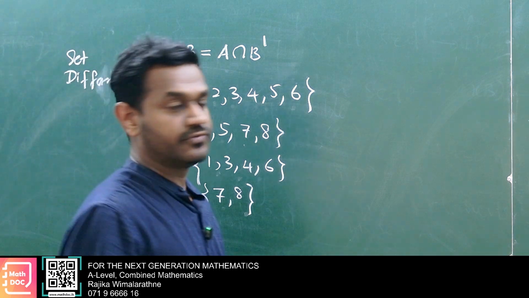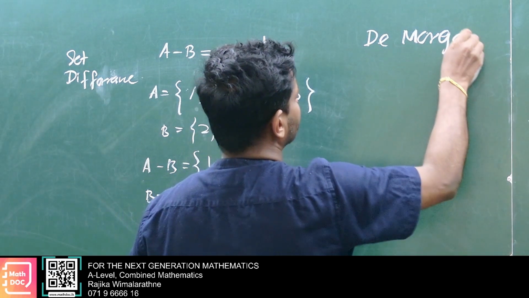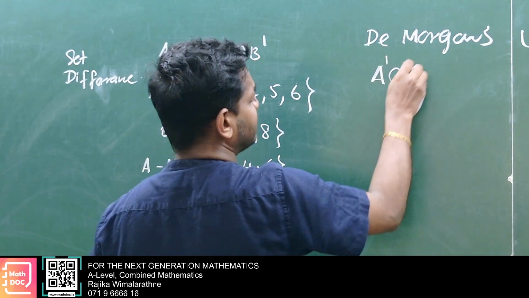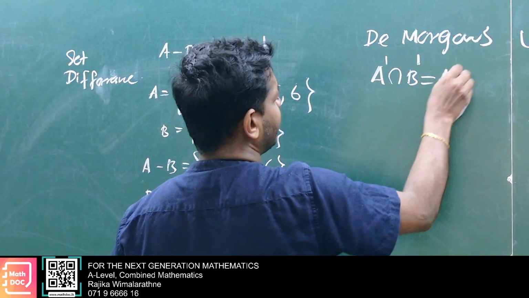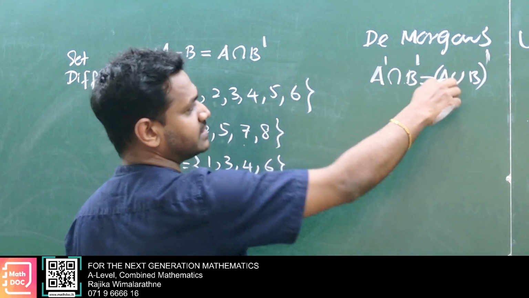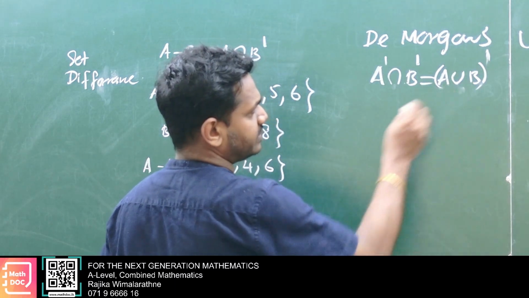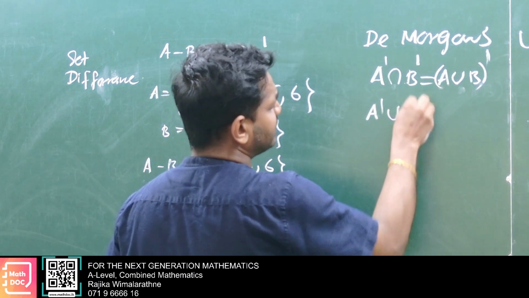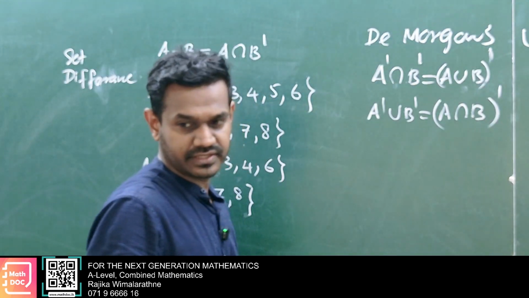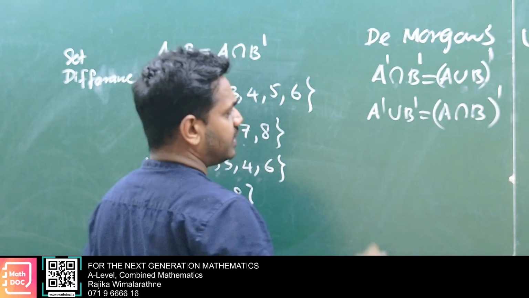Okay, now further you see we have De Morgan's law. It says: A dash intersection B dash equals A union B whole dash. Here intersection goes to union. A dash union B dash equals A intersection B whole dash. This is called De Morgan's law. Now let's see.